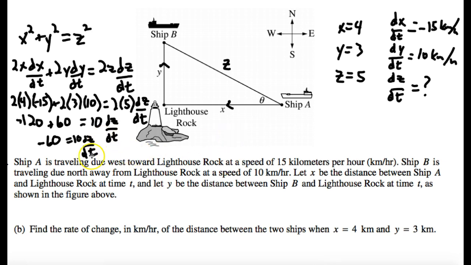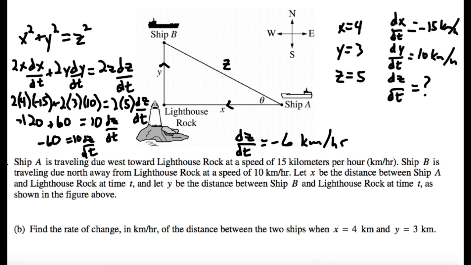And then I'm going to come over here and finish this out. So all I have to do is divide by 10. So negative 60 divided by 10 is negative 6. So we get dz dt is equal to negative 6 kilometers per hour. Okay. So again, we had to use Pythagorean theorem to find this missing piece, but in this case, they broke that into two separate pieces for us.